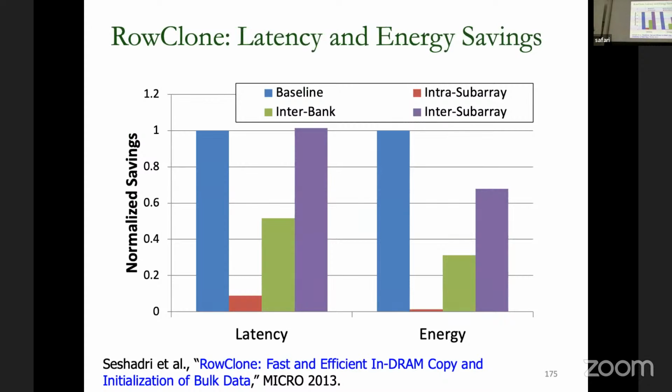If you do that, this mechanism is called RowClone, and by doing that we can significantly reduce latency and energy consumption compared to doing that copy using the CPU itself.